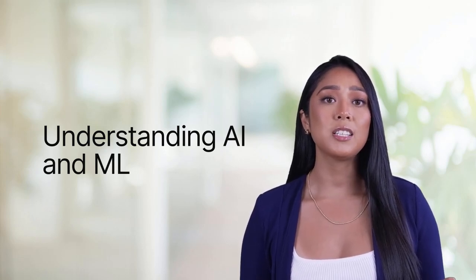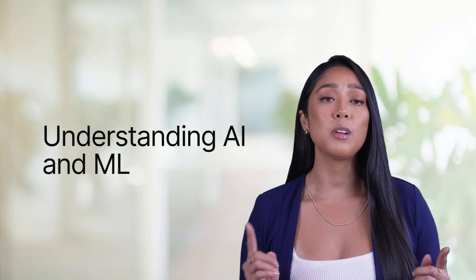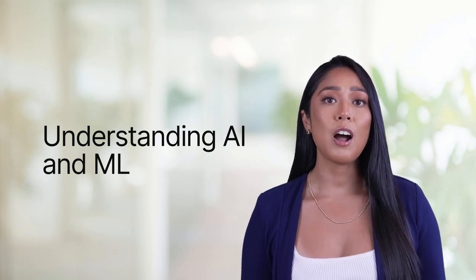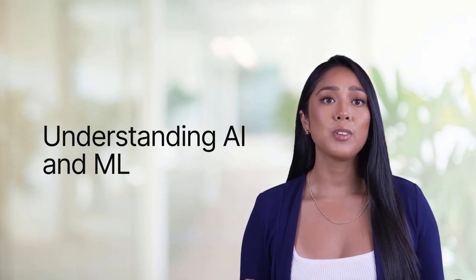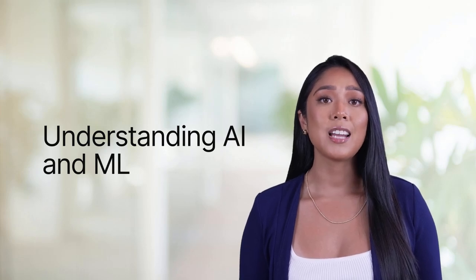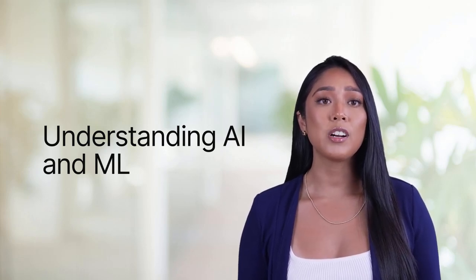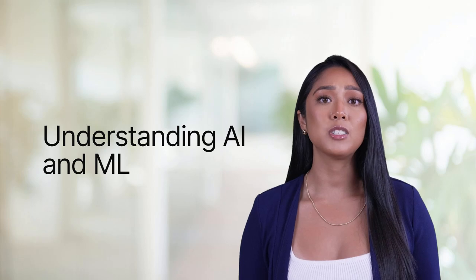Key characteristics of AI include autonomy, where AI systems can operate independently without human intervention; problem-solving, where AI can simulate human reasoning to find solutions; learning and adaptation, where some AI systems can learn and adapt over time; and goal-oriented behavior, where AI can make decisions to achieve specific objectives.